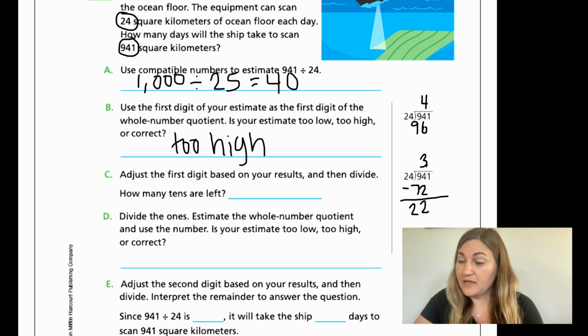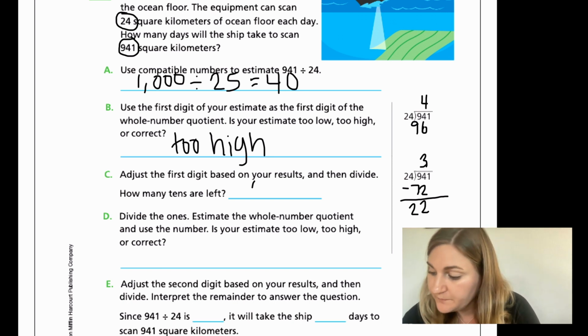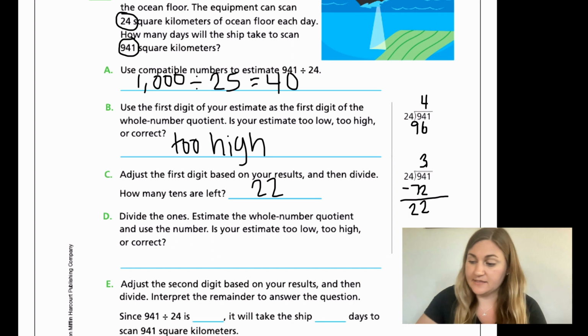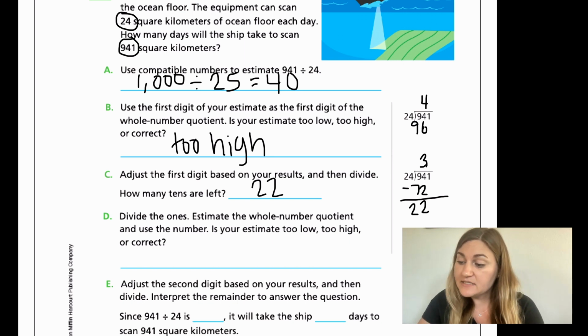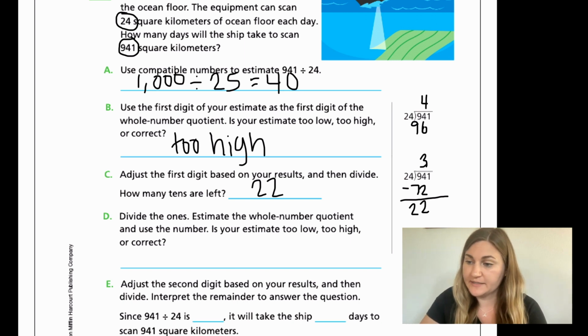How many 10s are left? I have 22 tens left. Okay, now moving on. Now I need to divide the ones. So I'm going to continue on with the same problem that I was just working on. Estimate the whole number quotient and use the number. Is your estimate too low, too high, or correct?